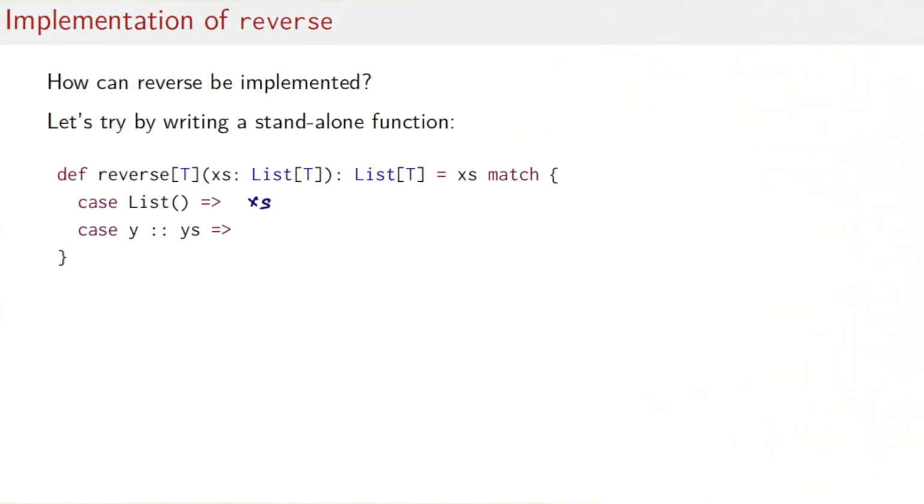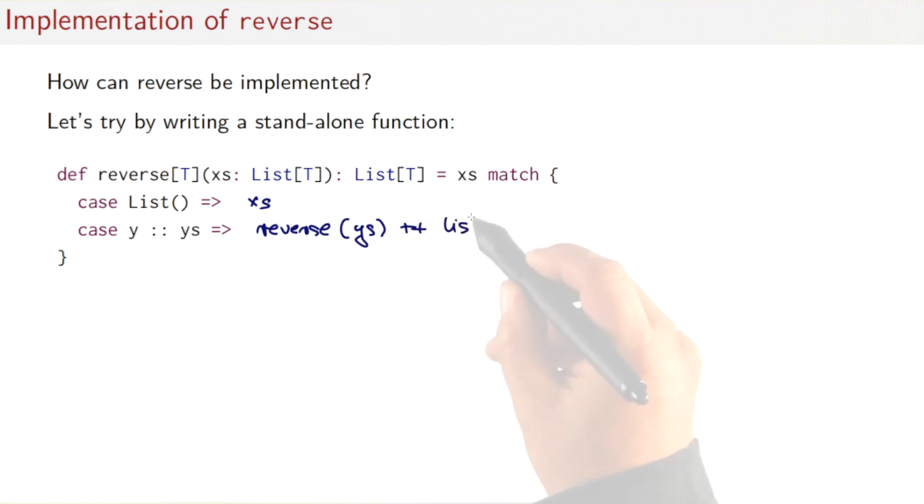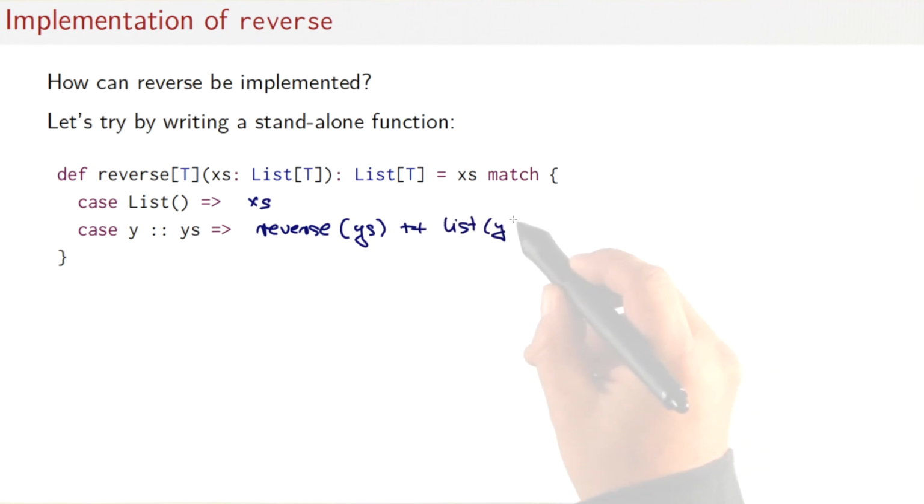If that list is non-empty, let's say consisting of a head element y and a tail ys, what do we do? One thing we know is that the list will end with the element y. The first element becomes the last element. And before that, well, we just have a recursive call of reverse ys. And then comes the head element y in the second list, concatenated. So that would be the definition of reverse.